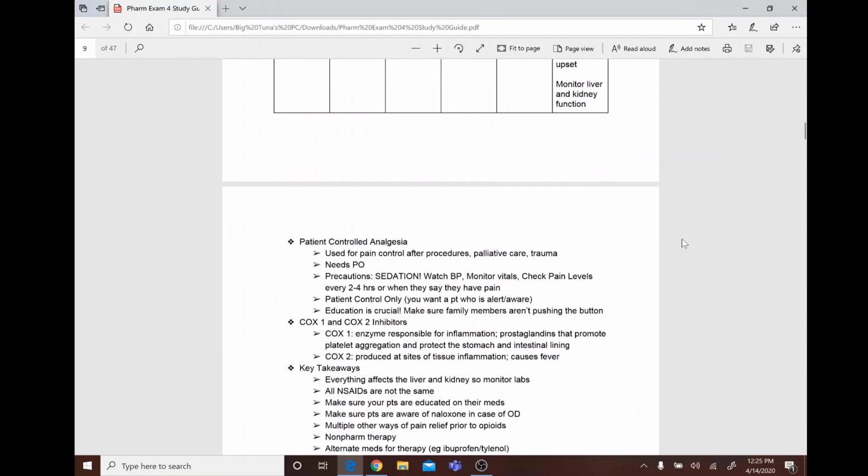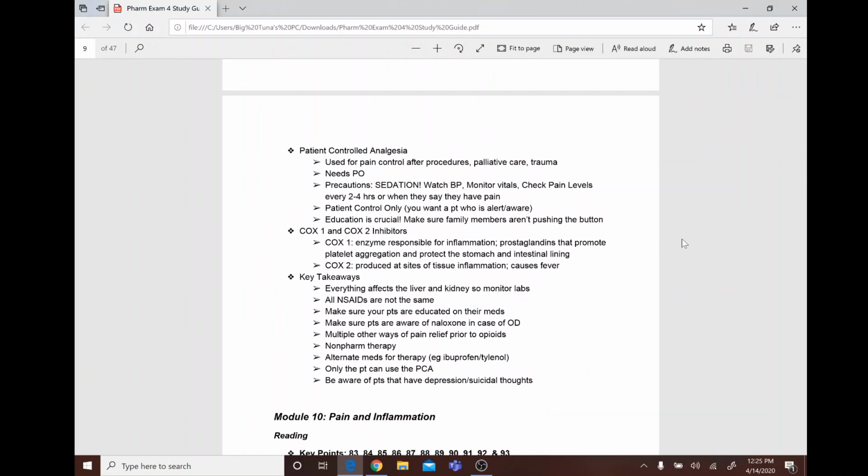kidney function. Patient-controlled analgesia. This is used for pain control after procedures, palliative care, and trauma. It needs a physician's order. You want to watch for sedation, watch blood pressure, monitor vitals, check pain levels every 2 to 4 hours when they say they have pain. Patient control only, so make sure they're paying attention, and make sure family members aren't pushing the button.